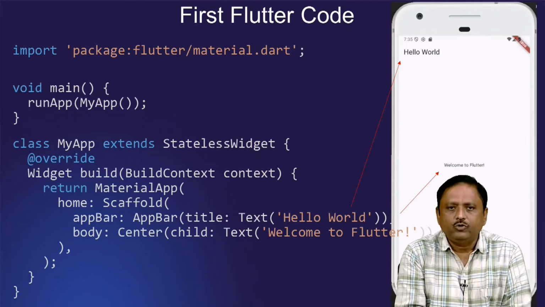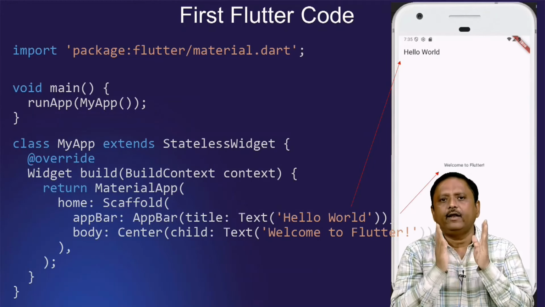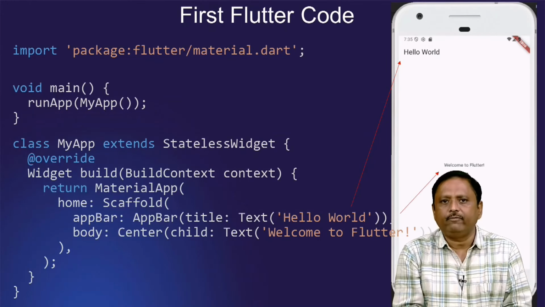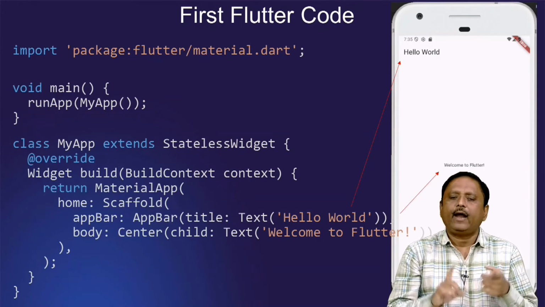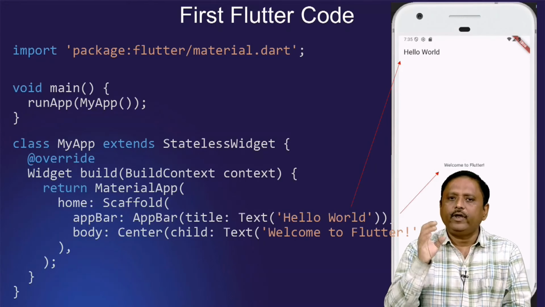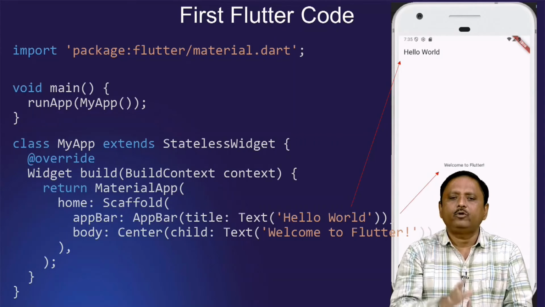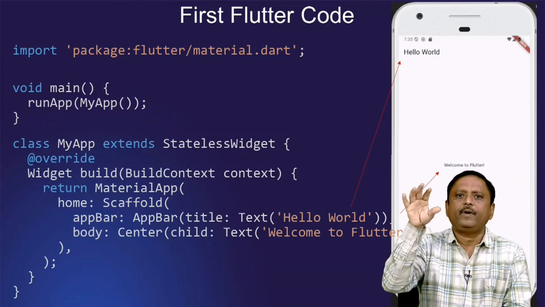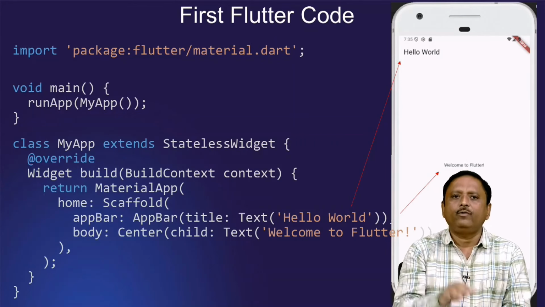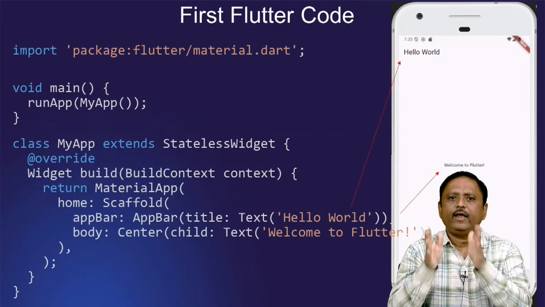Now what is my app? We have already discussed that in Flutter we have two types of widget. One is a stateful widget and another is a stateless widget. Here we want to just display hello world and welcome to Flutter. Hello world is displayed in the app bar and welcome to Flutter is displayed in the body in the center.